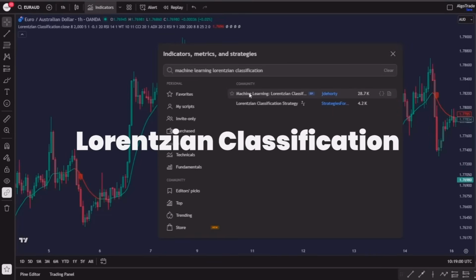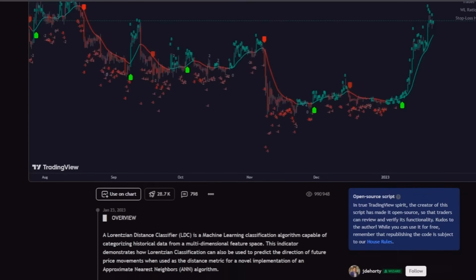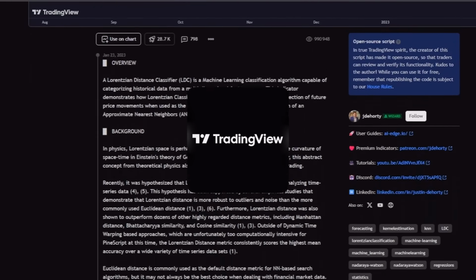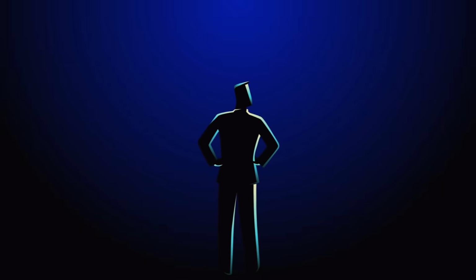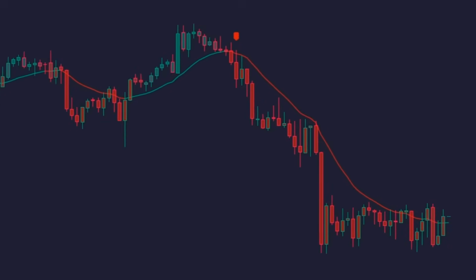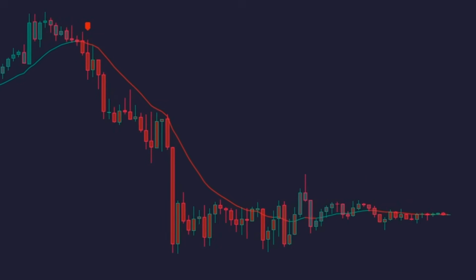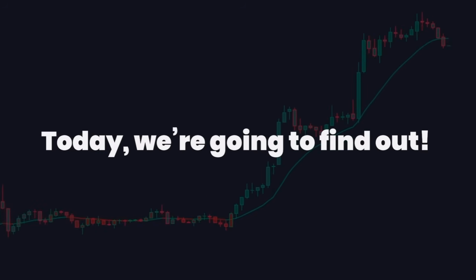The Lorentzian classification has over 28,000 boosts, making it one of the most hyped TradingView indicators ever created. Everywhere I look, traders say the same thing. It's powerful, it's smart, and it uses machine learning. But the real question is, does it actually work? Or is it just another indicator that looks impressive until you put it under real testing? Today, we are going to find out.